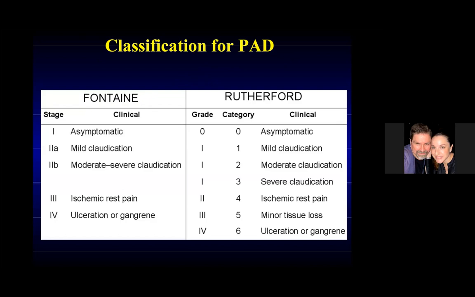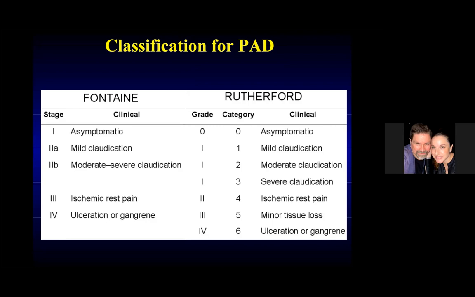And that is Rutherford and Fontaine. Okay, Fontaine says that there are 4 different stages of vascular disease. The first stage is one that's completely asymptomatic, okay? And these are patients that by ultrasound, you're going to find that they have some intimal medial wall thickening and signs of atherosclerosis, but not significant enough to give you any symptoms.